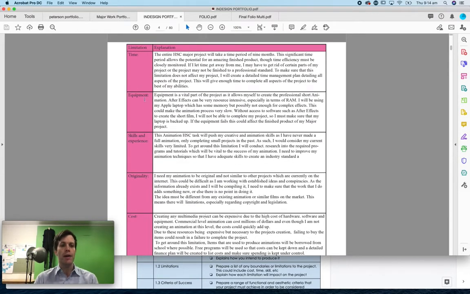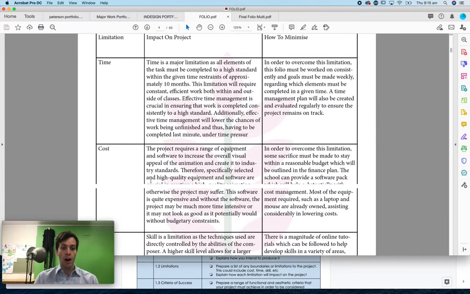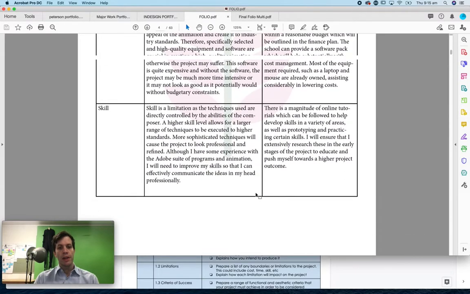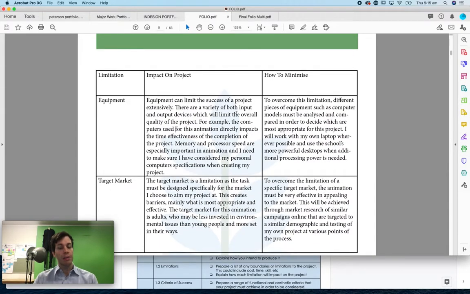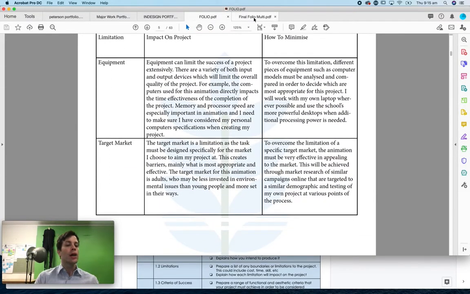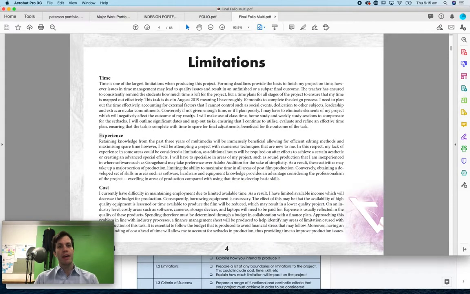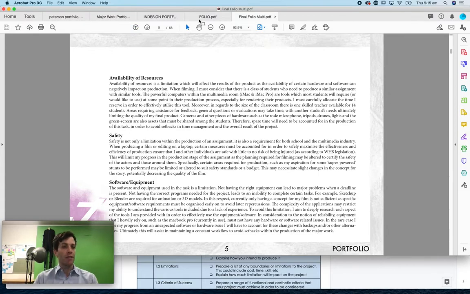So you can see the same sort of things keep coming up, and this is fine. All you need to do is look at these and talk about them in an interesting way and one that's specific to your actual project. Looking at this one here, we've got again time, cost, skill, and let's see, does it go on to the next page? Equipment and target market, so making sure it's actually appropriate for who it's meant to be for. And then finally here we've got time, experience, cost, availability of resources, safety, and software and equipment. Okay, so the same things keep coming up.